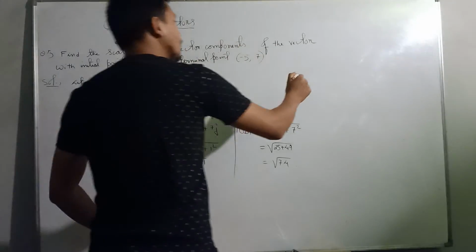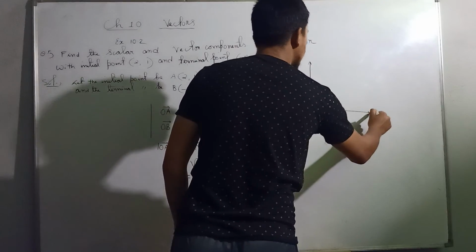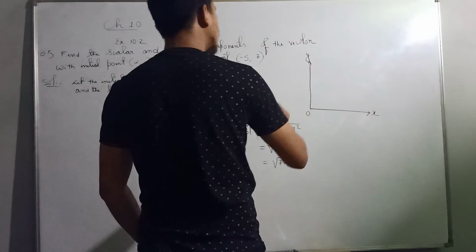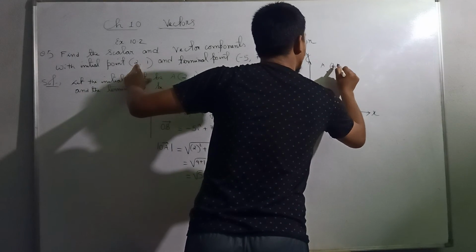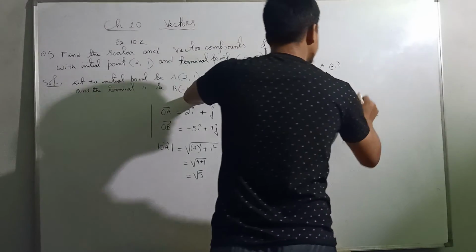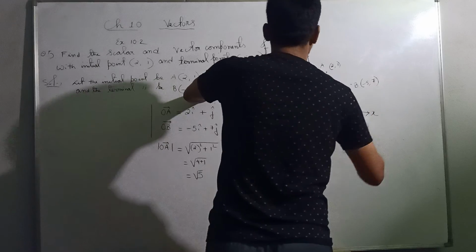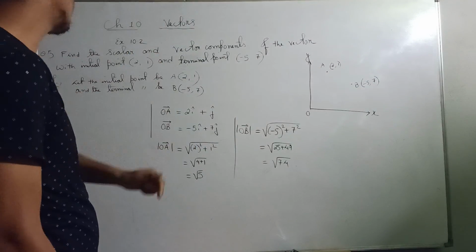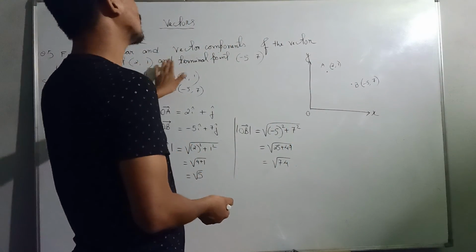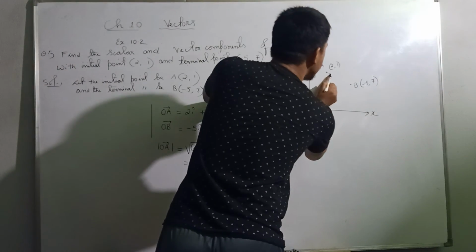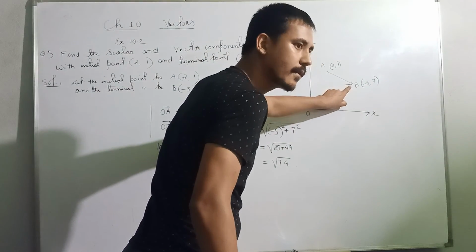That means you want to find out the scalar. Okay, let me draw the figure. This is your plane, no? This is your x-axis. This is your y-axis. Your initial point is A, 2, 1. And your terminal point is B, minus 5, 7. So you want to find out the scalar and vector component of the vector with initial point this one and terminal point this one. So this will be your vector with initial point A and final point B.